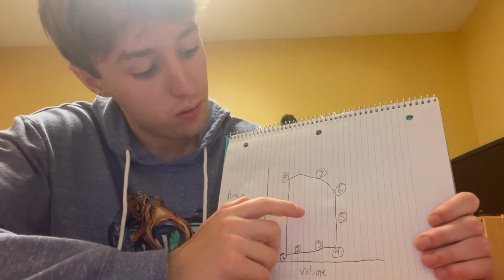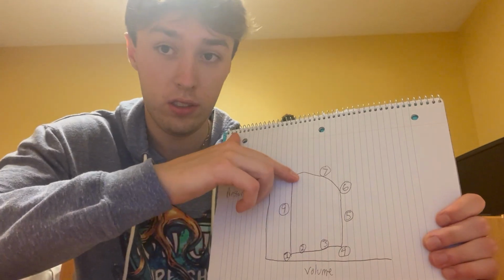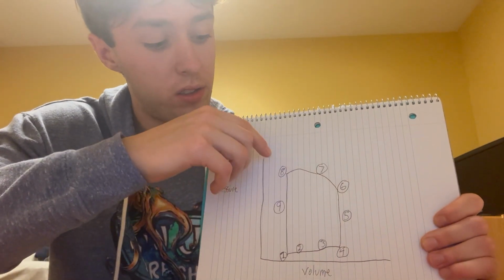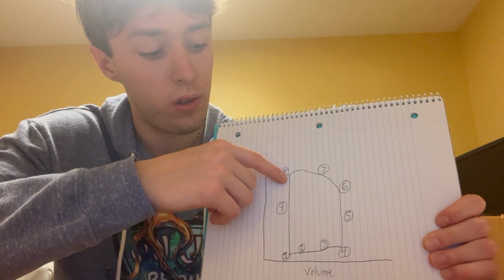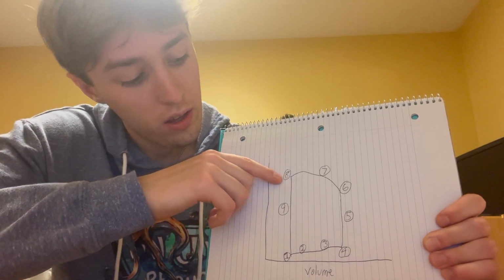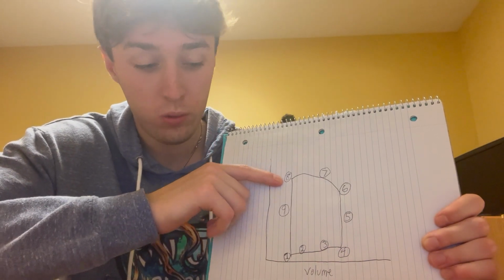So here the volume decreases and the pressure slightly increases until it peaks, until it reaches end systolic volume here at number 8, and at number 8 the aortic valve closes as well.